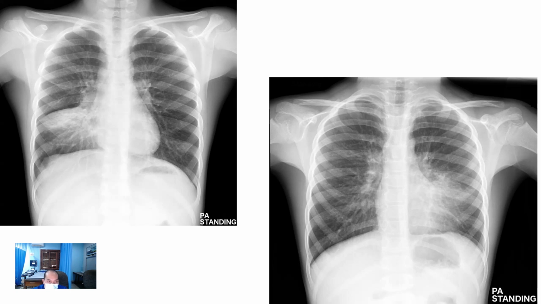And this is an example where we can see the right heart border was obscured, which is the case of right middle lobe pneumonia, and another one is the obscured left heart margin, which is the case of left upper lobe pneumonia.